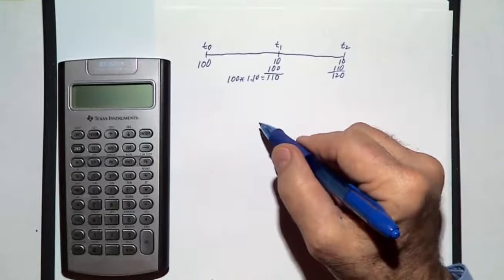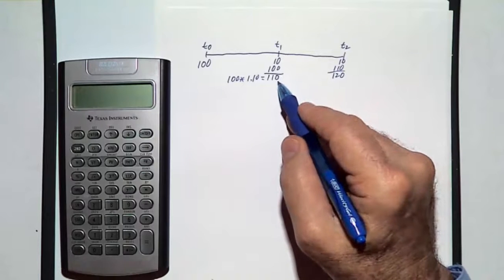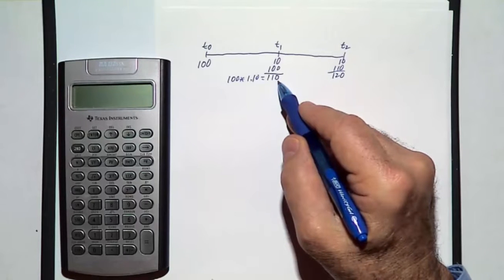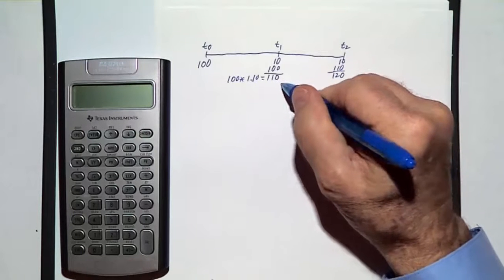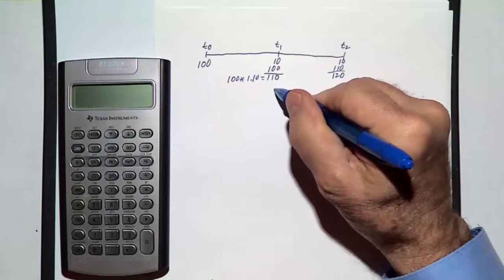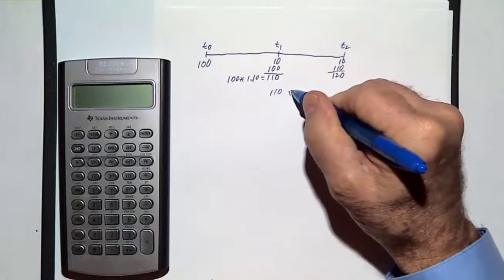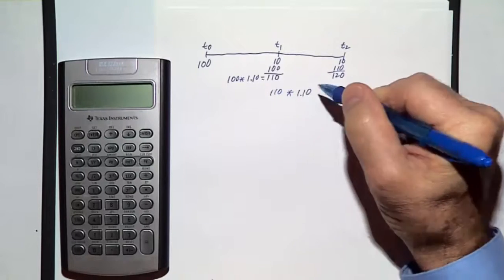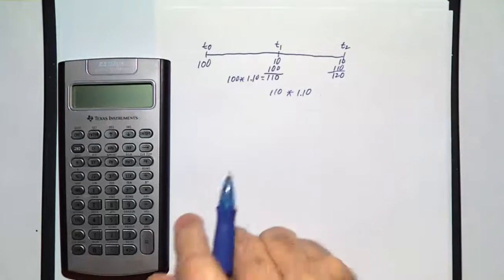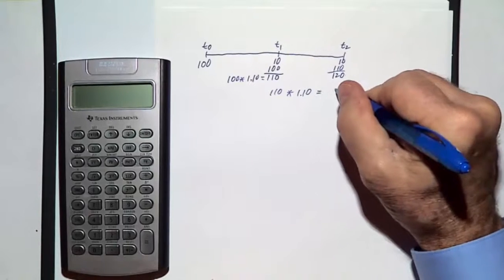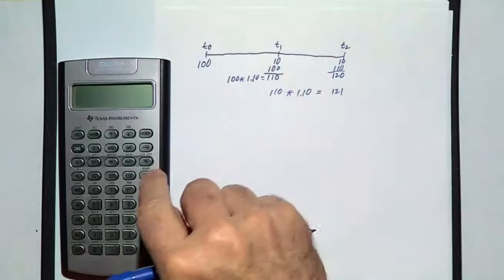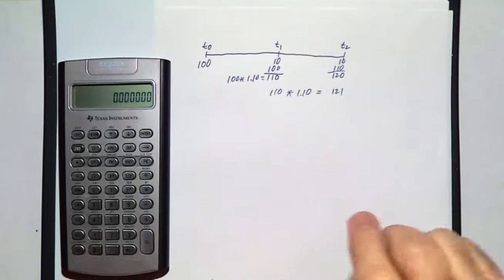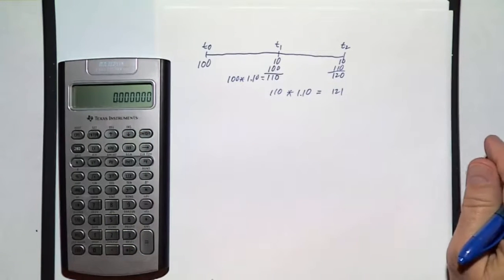Compound interest says that you would earn interest on your interest, which means in the second year you would have this 110 times 1.10, and that would equal 121.